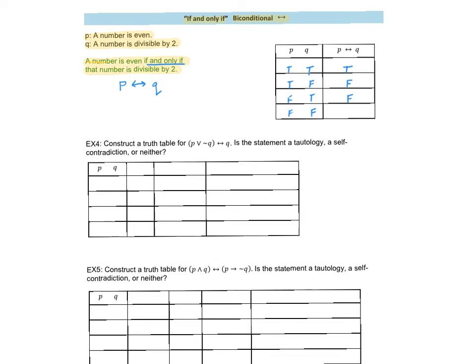What if we have a false false? What if we have a number that's not even, and then we have a number that's not divisible by 2? A number is even if and only if that number is divisible by 2. So that would be false false. So a number is not even if and only if the number is not divisible by 2. That's actually true.